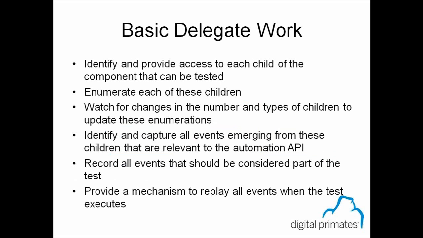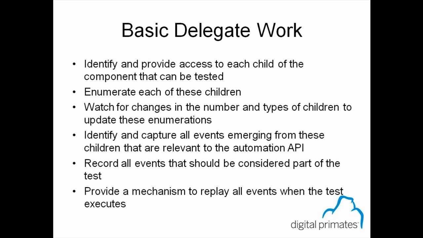We need to have a delegate which identifies and provides access to each child. What does that mean? Well, let's pretend we have a data grid. Each of those rows in our data grid is considered a child. So our delegate has to be able to teach the testing tool how many children there are, what exists, what doesn't exist. It has to enumerate each of those children so that the testing tool later on has a way to come back and say, I want the third child or the fourth child.